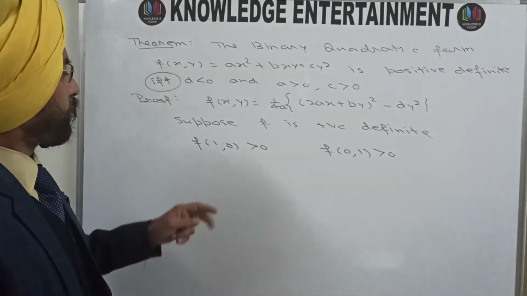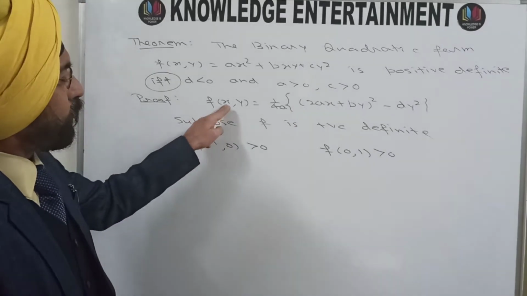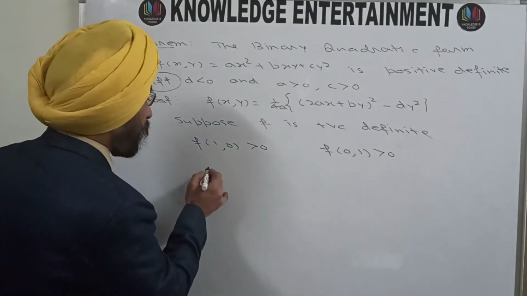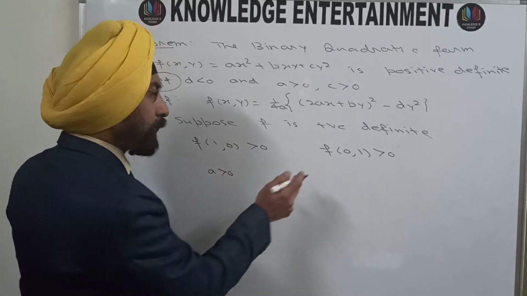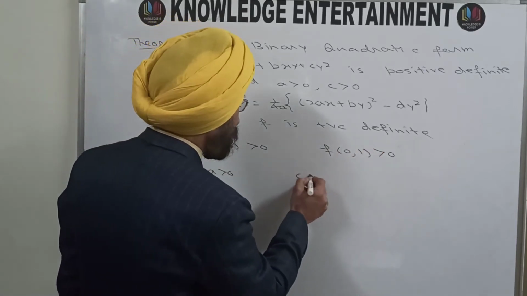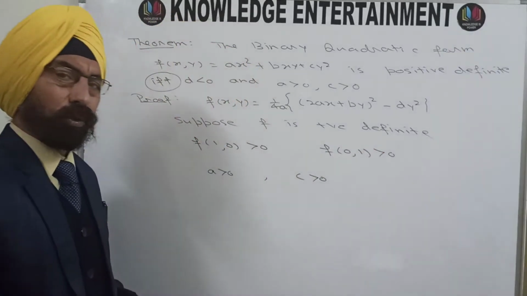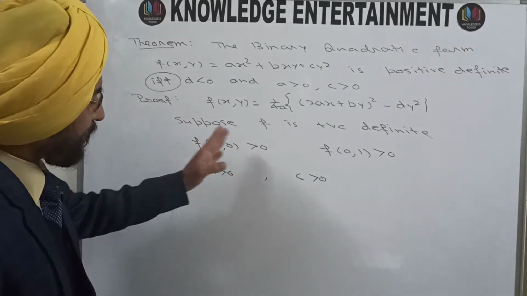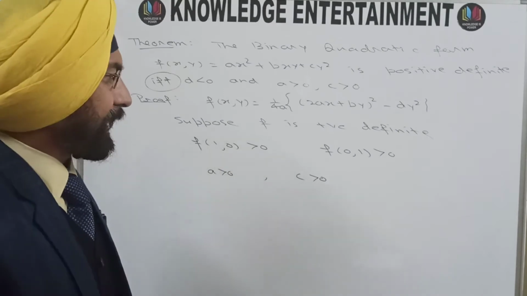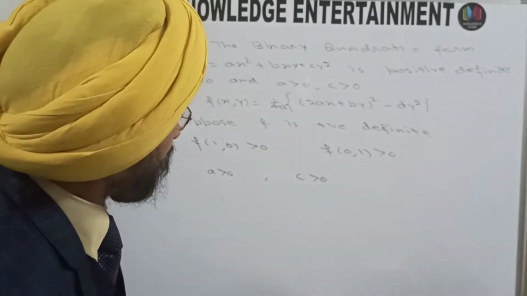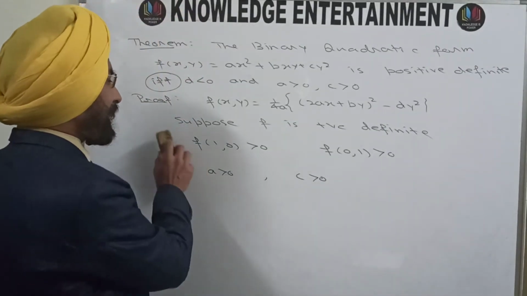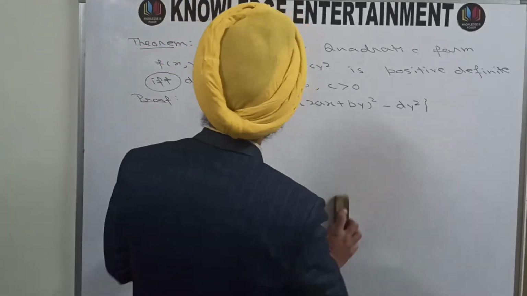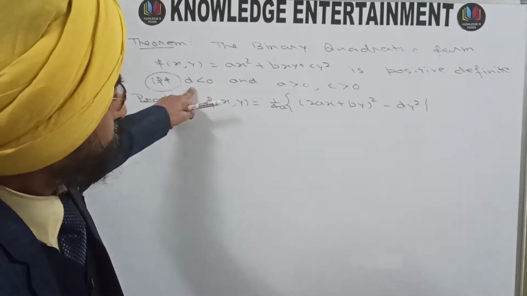What is f(1,0)? You take x to be 1, y to be 0 here, and what you are going to get is a. So a is greater than 0. Similarly, f(0,1) will give you the value c. So c is greater than 0. So this part is proved, that both a and c are greater than 0. Now, the second part, that d is also less than 0, is remaining to be proved.